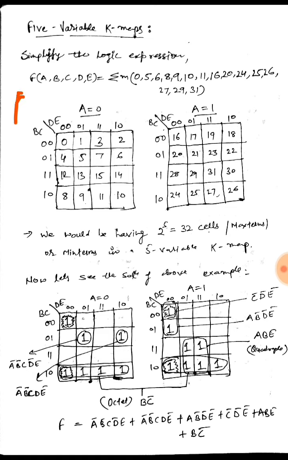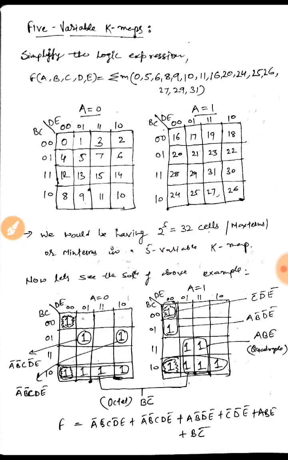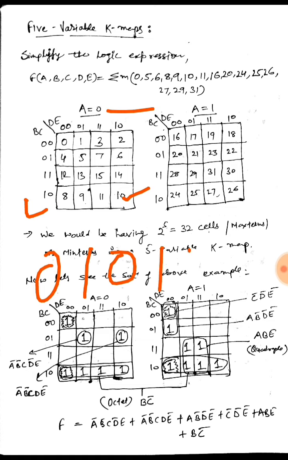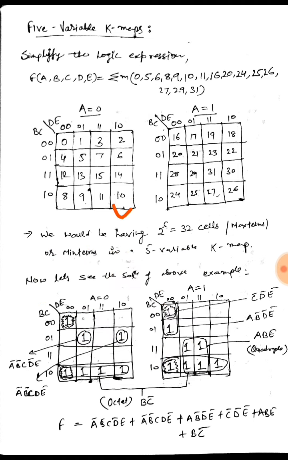For this one A is 0, so for the first cell B is 0, C is 0, D is 0, E is 0, and A is already 0. So the first cell would become 0, that is all the 5 variables are 0, so it becomes 0. If you look at the last cell of this, A is 0, B is 1, C is 0, D is 1, E is 0. So it would become 8 plus 2, that is the 10th cell.